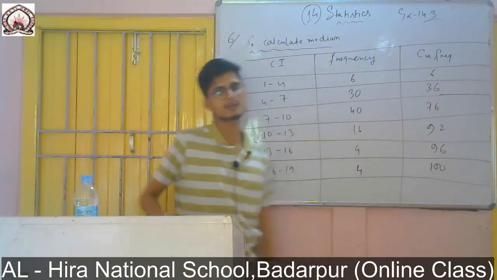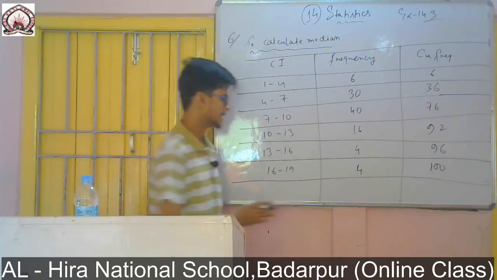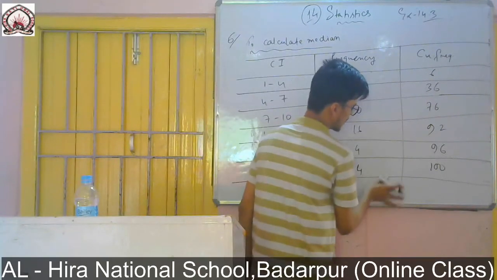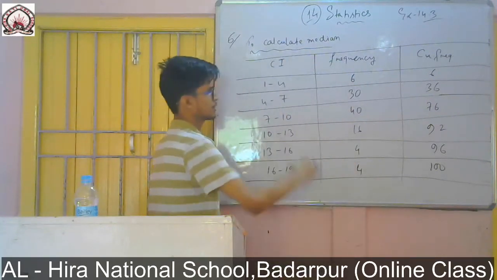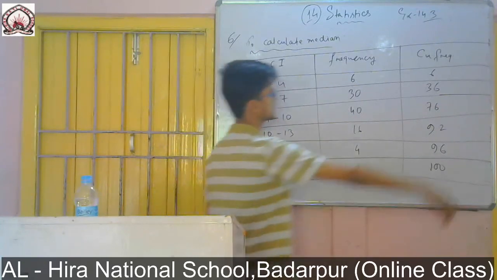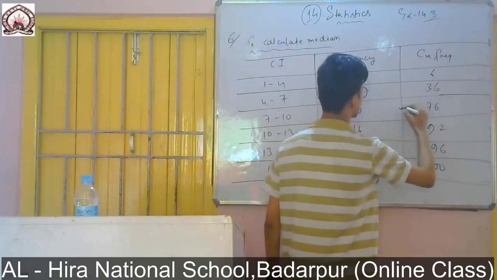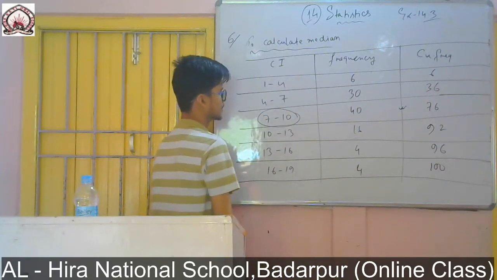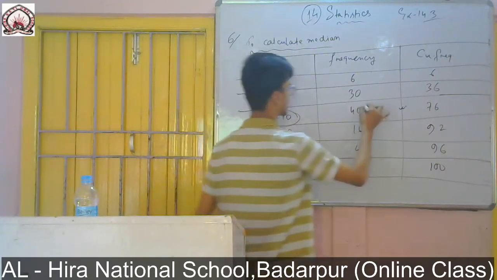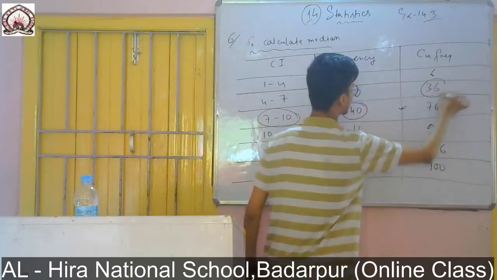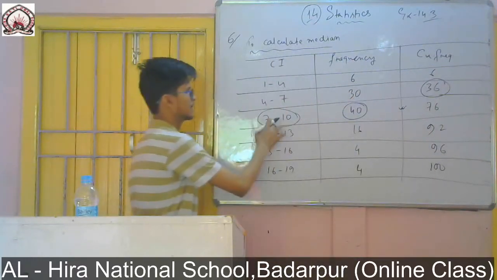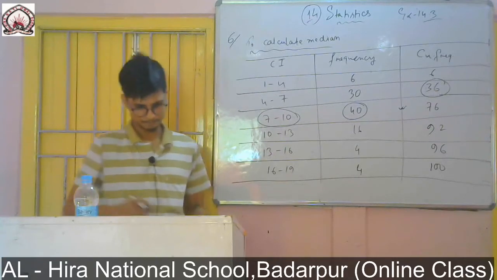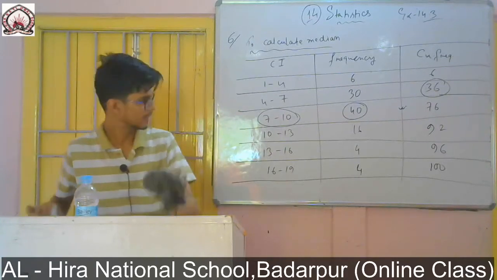So that means this is our n. Here n is 100, so n by 2 will be 50. The cumulative frequency which is greater than 50 is 76. So this will be our median class. This will be the frequency, this is our cumulative frequency, and the height is 10 minus 7, which is 3. So now we will calculate this.